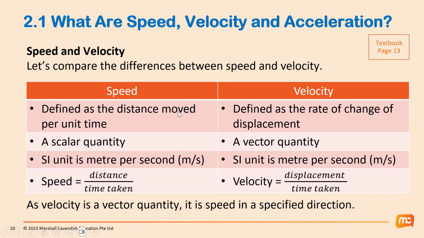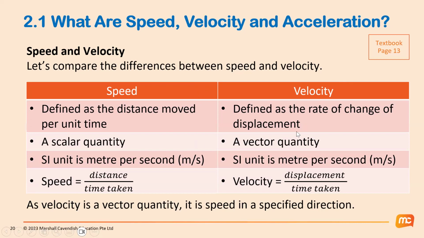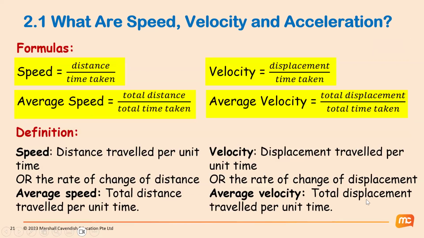Okay, so let's do a comparison. Speed is the distance per unit time. Velocity is the displacement per unit time. Speed is a scalar quantity because I use distance. Velocity is a vector quantity because I use displacement. Okay, both of them have the same SI units, which is meters per second. Okay, in formula, speed is distance divided by time, velocity is displacement divided by time. Okay, so velocity, there is positive and negative, but for speed, there is no negative speed.